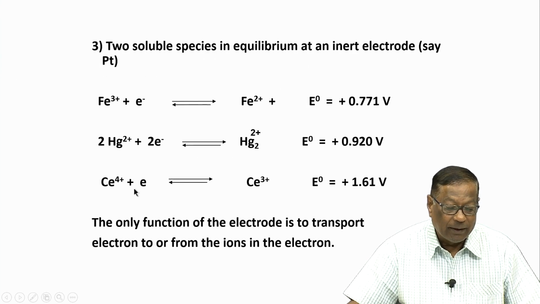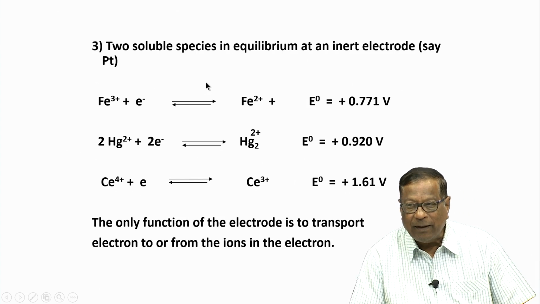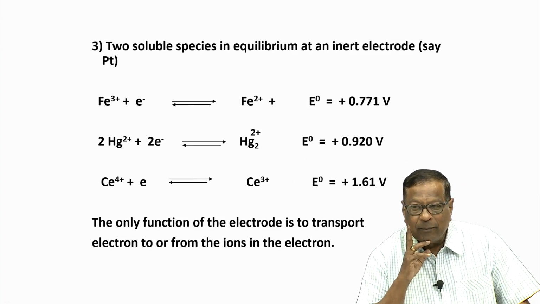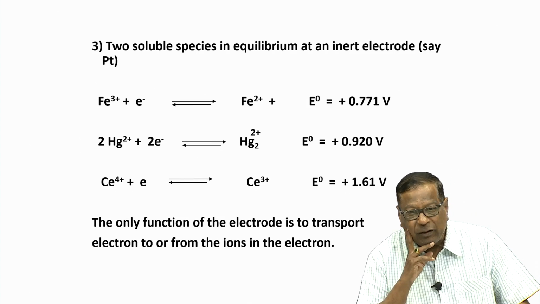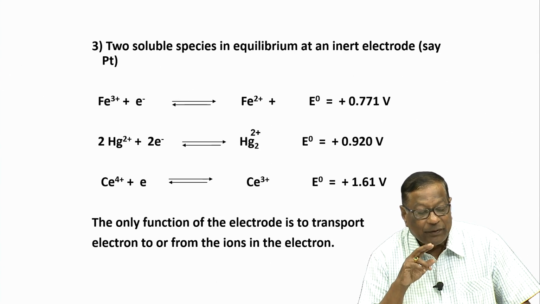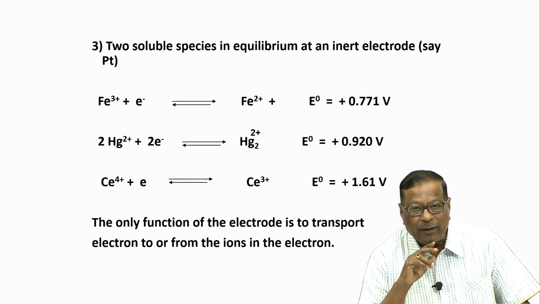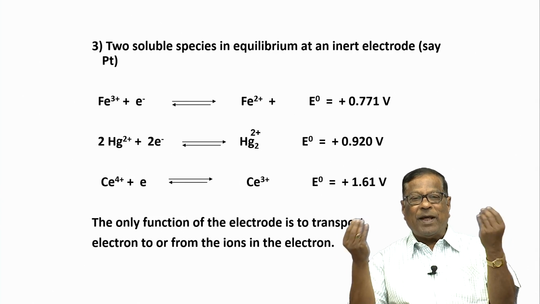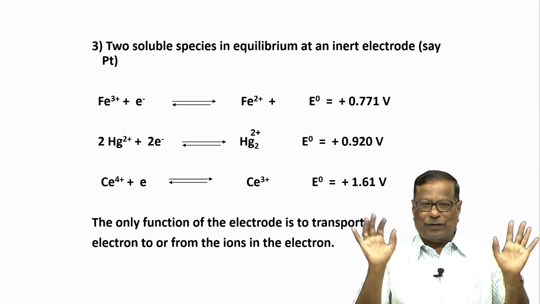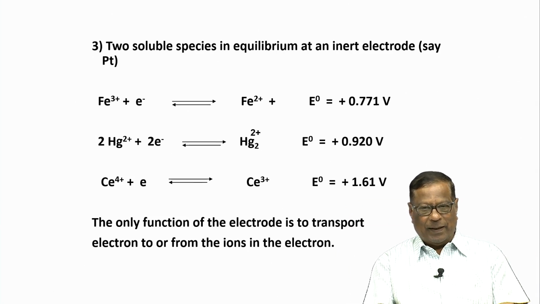Okay. And then I have another kind, that is the third one, that is two soluble species in equilibrium at an inert electrode, say platinum. So, here I have a small problem. The oxidized state and the reduced state both are in solution. You can imagine iron.